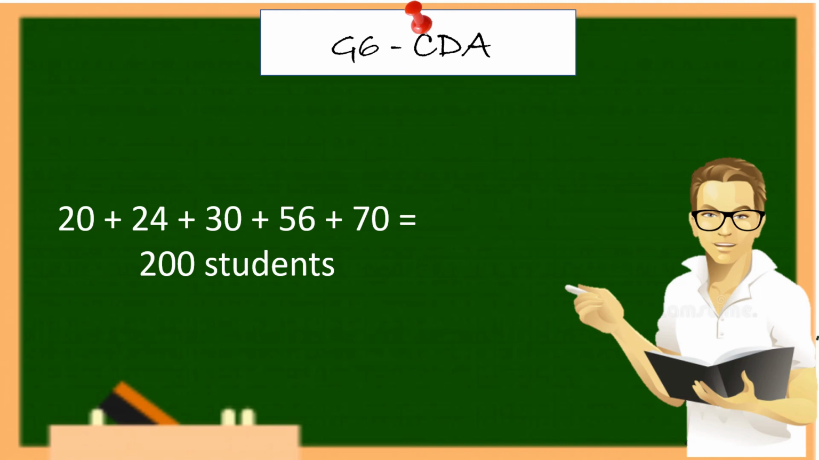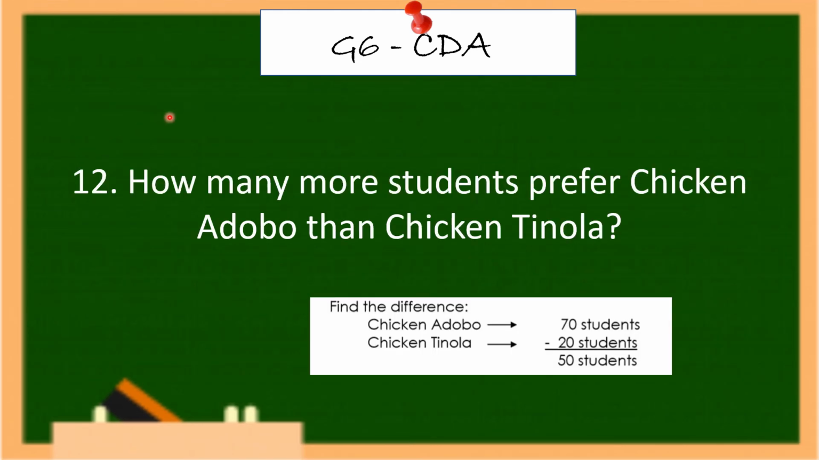Very good, guys. To check if the total number of students is correct, add the answers in items 7 to 11. So we have 20 plus 24 plus 30 plus 56 plus 70 equals 200. In number 12, how many more students prefer chicken adobo than chicken tinola? Find the difference. So the chicken adobo is 70 students and chicken tinola is 20 students. To get the difference, we subtract. So 70 minus 20 students, the answer is 50 students. There are 50 more students who prefer chicken adobo than chicken tinola.